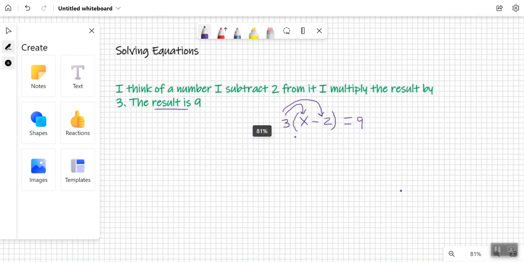Okay, so let's do that. 3 multiplied by x is going to be equal to 3x, and 3 multiplied by minus 2 is going to be equal to minus 6. So remember, with integers, like signs give plus, unlike signs give minus. This is a positive integer, this is a negative integer. When I multiply them by each other, the result is minus. It's going to be a minus or a negative integer. In this case, 3x minus 6 is equal to 9.